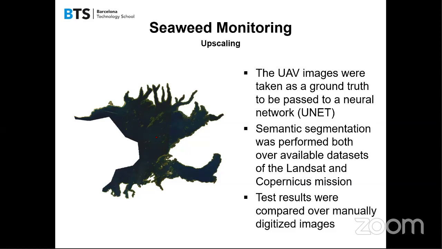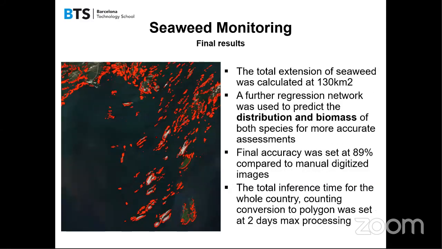So basically, we will use those data sets as labels on the ground, and we will make sure that they were clean enough so we could actually pass them to Sentinel. And then the test results were compared over manually digitized images, which were downscaled to Sentinel in order to be compared. This was the distribution calculated for Landsat, and then the mission for Copernicus. So the final extension calculated was about 130 square kilometers of seaweed.